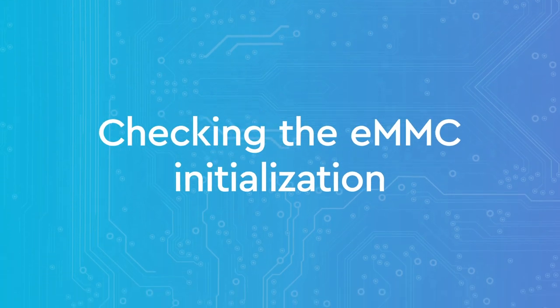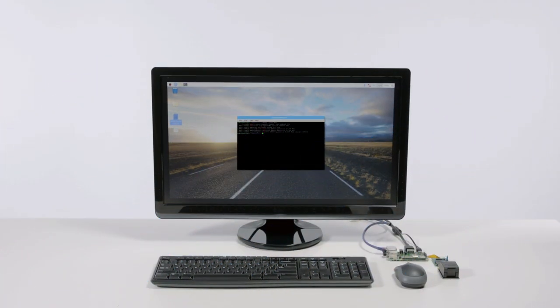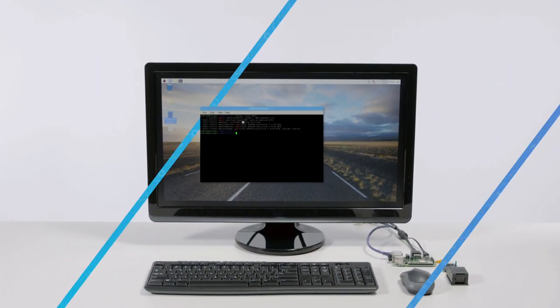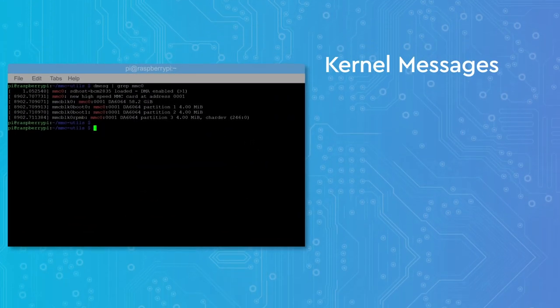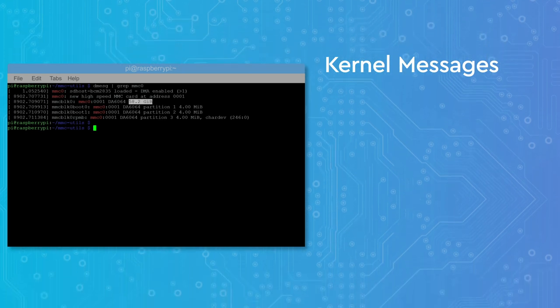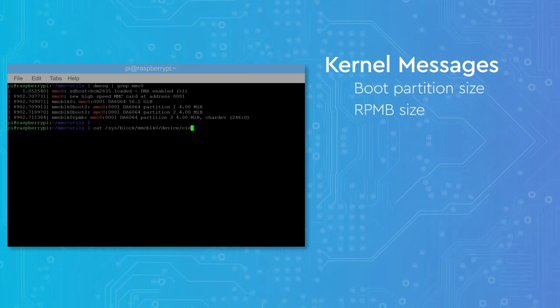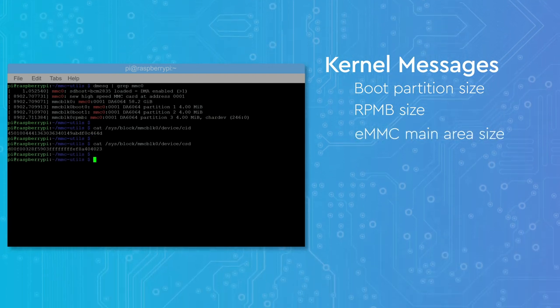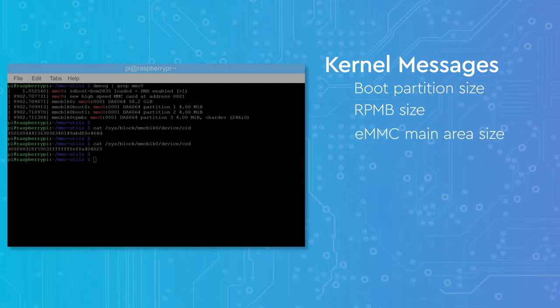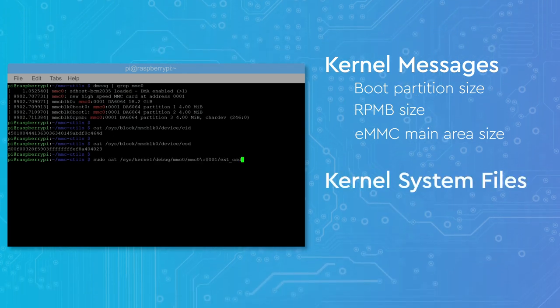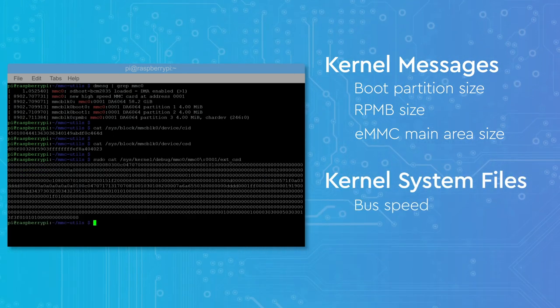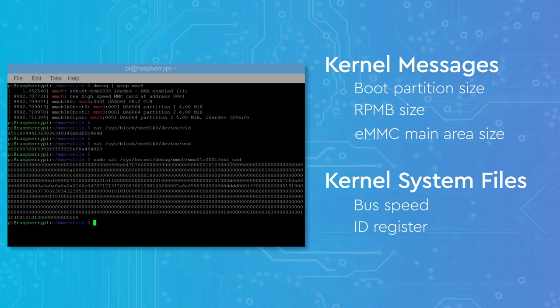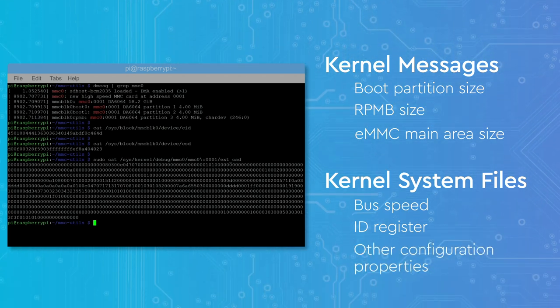Checking the eMMC initialization in main registers. It is possible to check the eMMC initialization by looking at the kernel messages. You can check the boot partitions, replay protected memory block, and eMMC main area sizes. You can also use root permissions to look at kernel system files in order to check the bus speed, the identification register, and other relevant configuration properties.